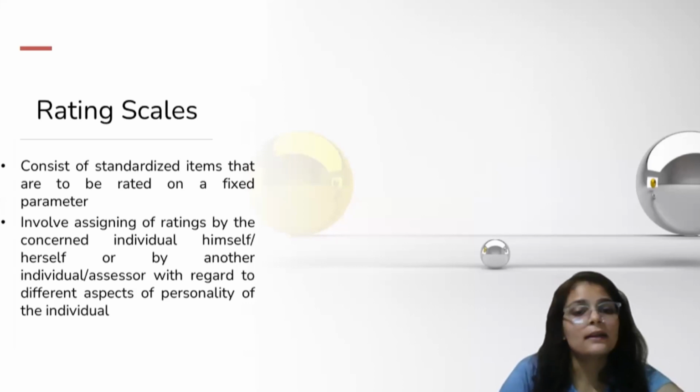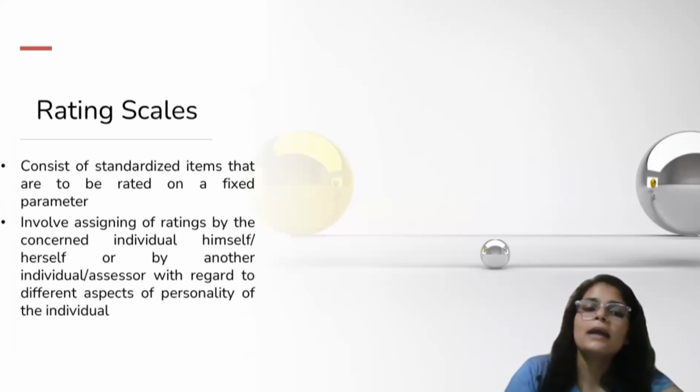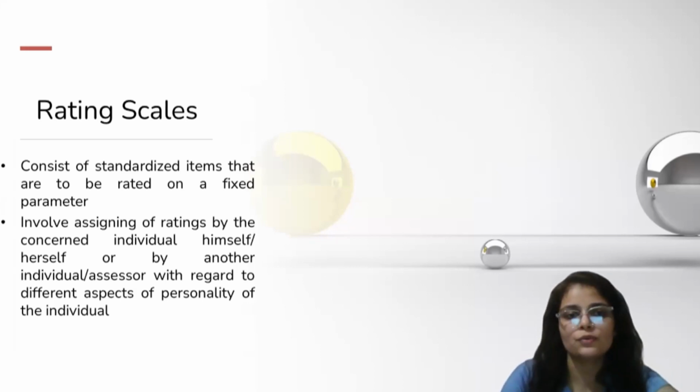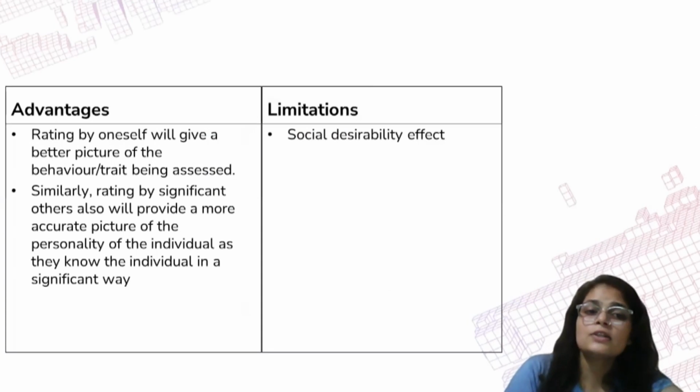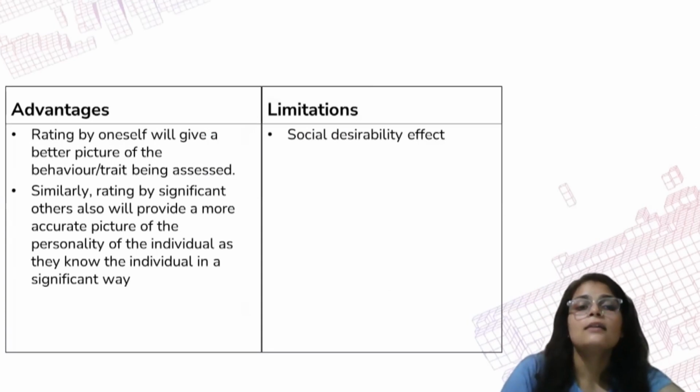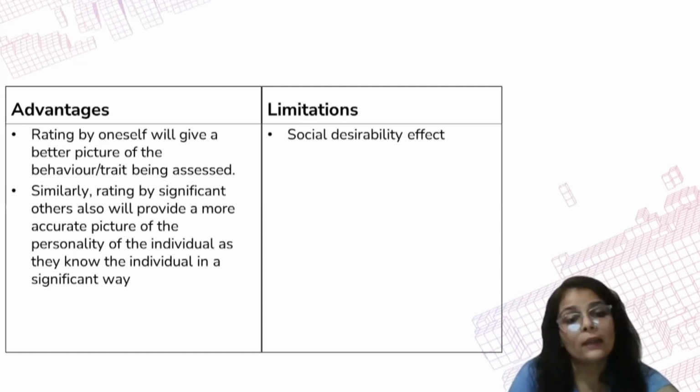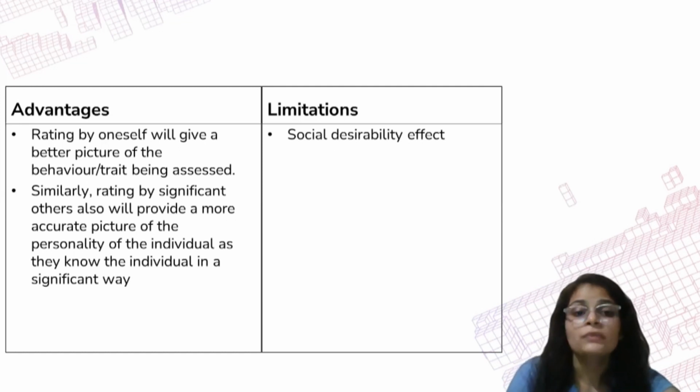Rating scales consist of standardized items that are to be rated on a fixed parameter. It involves assessing ratings of the concerned individual by himself or by another individual with regard to different aspects of personality of the individual. What are its advantages and limitations? Advantages are: rating by oneself will give a better picture of the behavior or the trait being assessed. Similarly, rating by a significant other will also provide a more accurate picture of the personality of the individual, as they know the individual in a very significant way.